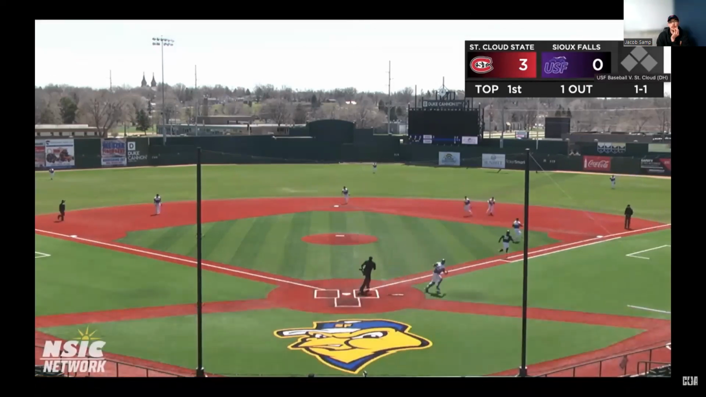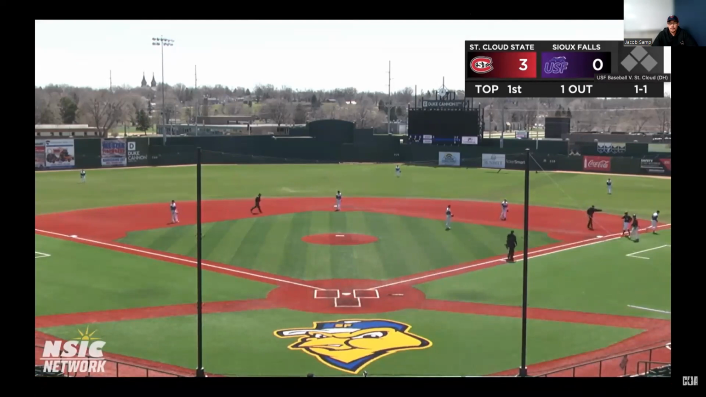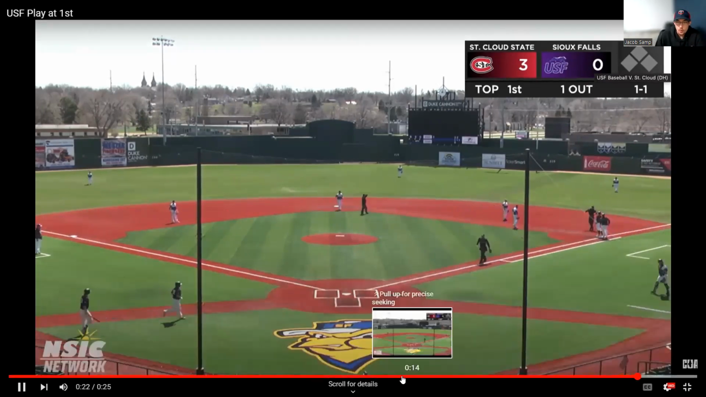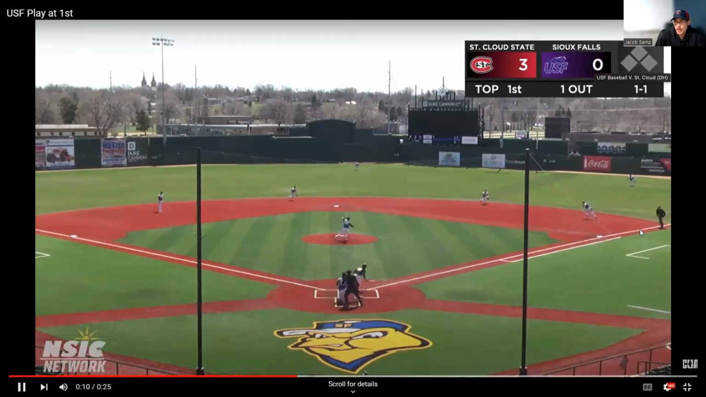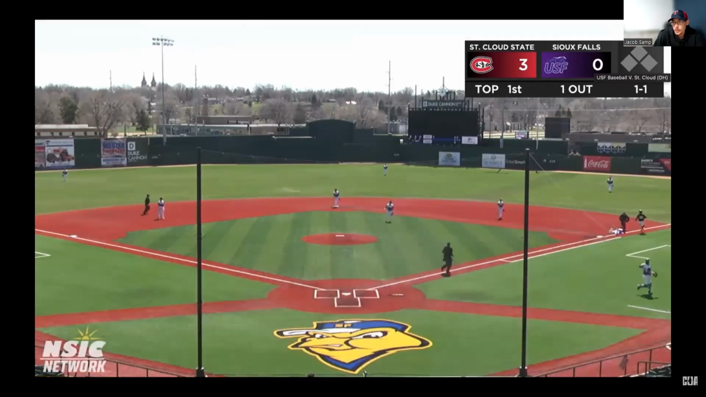First baseman and second baseman converge. The pitcher comes over and they both crash. The pitcher gets the ball and bobbles the ball the entire way through the base. And if you watch closely about where my cursor's at, you can see the ball trickle out and away.